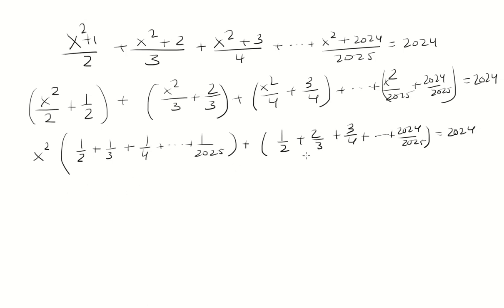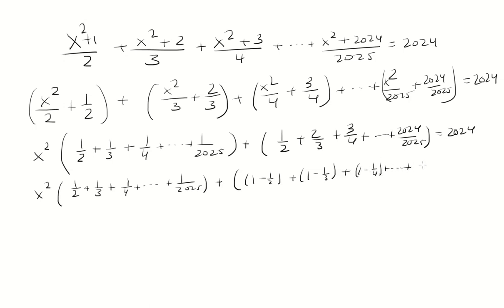Now the next step, I'm going to rewrite this term. We'll leave this one the same. One half can be rewritten as 1 minus a half. 2/3 can be rewritten as 1 minus a third. 3/4 can be rewritten as 1 minus a fourth. And then we'll continue this all the way up to the last term, which is 1 minus 1 over 2025. And that's going to equal 2024.